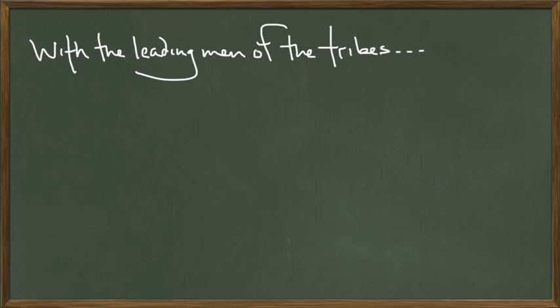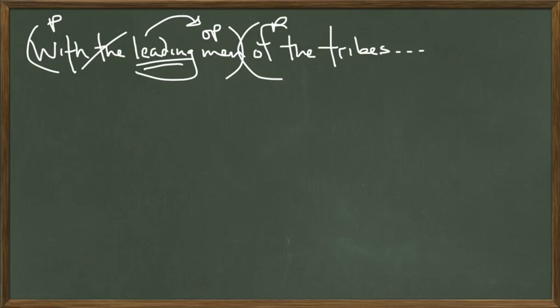Okay. With the leading men of the tribes. With, preposition. With whom? Leading men, object of the preposition. Actually, men is the object of the preposition, and in English, leading would be a participle describing men. It's a verb that is used as an adjective, so it's a present participle. It's describing the men, but Latin has a word for leading men, so we'll just go with that. Of is a preposition. Of what? Of tribes, object of the preposition. Of the tribes, the whole thing goes into the genitive case because of of. And with the leading men, the whole thing goes into the ablative case because of with.